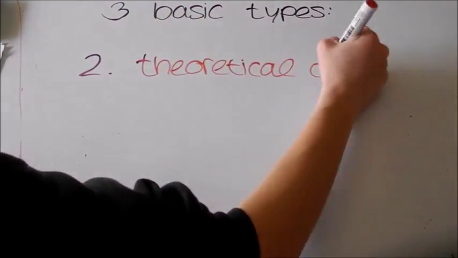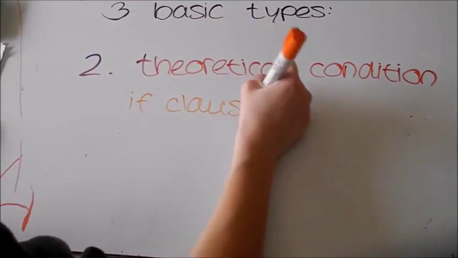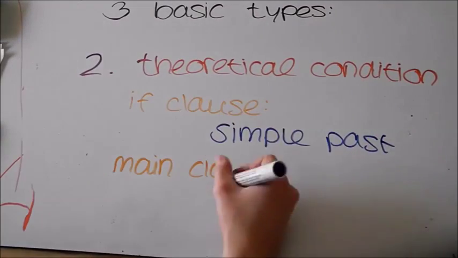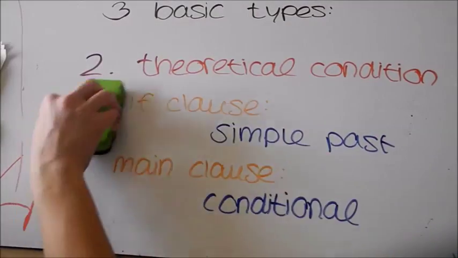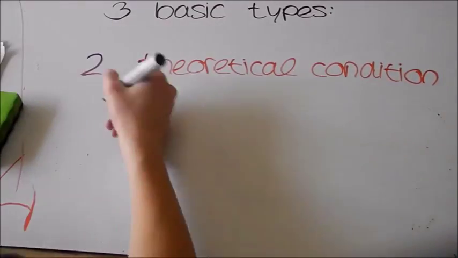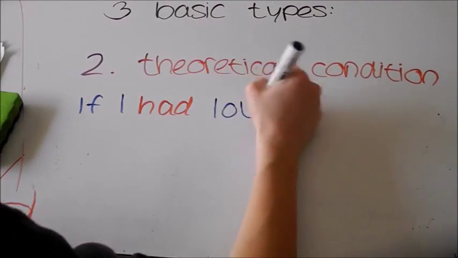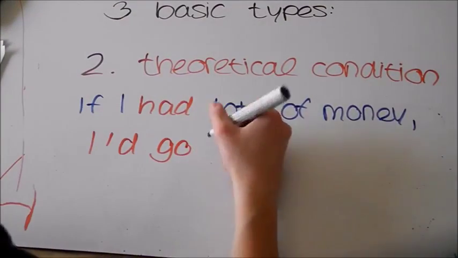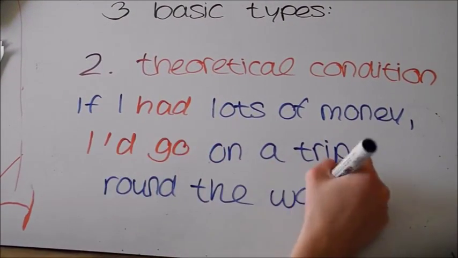Type 2, the theoretical condition. The if clause is in simple past and the main clause is in conditional. For example, if I had lots of money, I'd go on a trip around the world.